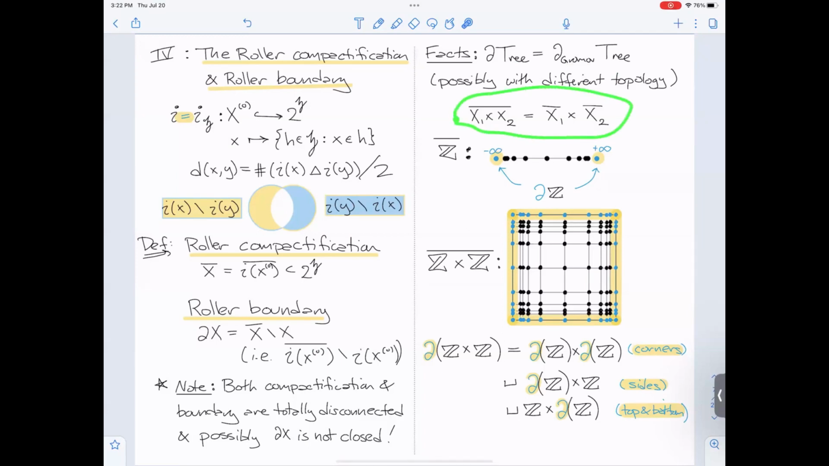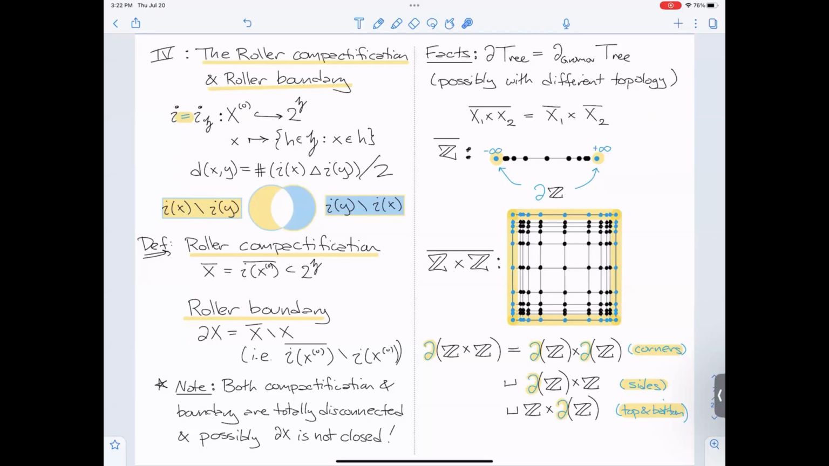The very nice, or possibly not nice, depending on how you look at it, structure that the Roller compactification has is that the product of the compactifications is the compactification of the product. Since Z is a tree and we know what its compactification is, we just take positive and negative infinity, then the compactification of the product is this sort of infinite square, okay?